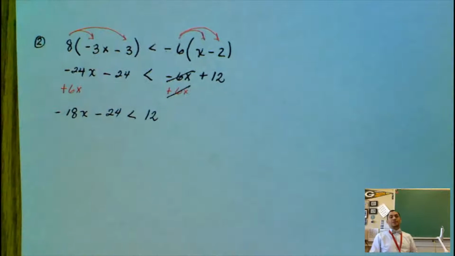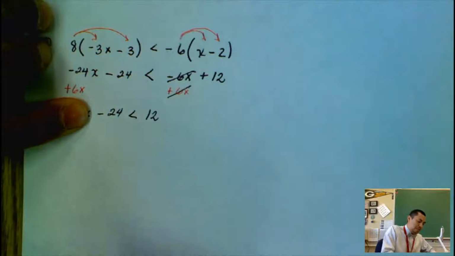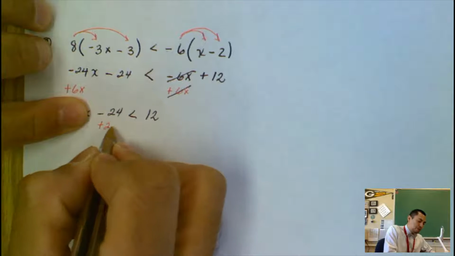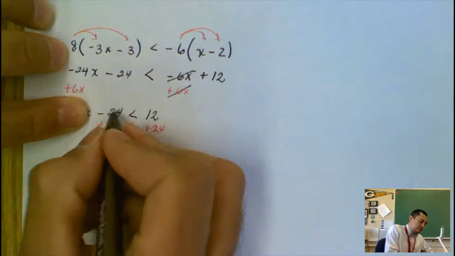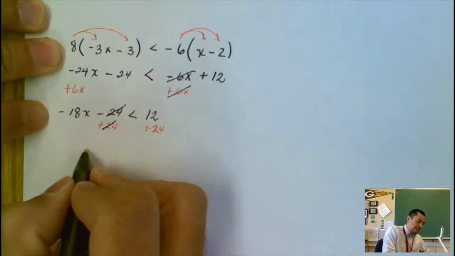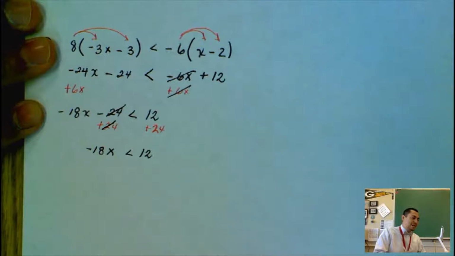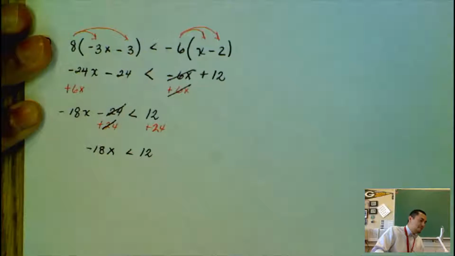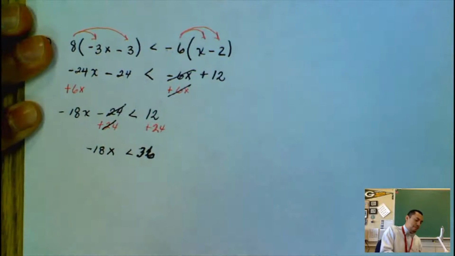Okay, so now I have a two-step inequality. We know how to solve that one. So we cover the variable. We use the opposite of 24, plus 24 on both sides. Okay, and then 24 and 24 go away. They have the same opposite sign. They cancel out. Drop -18x is less than 12. And then, 12 plus 24 equals 36.